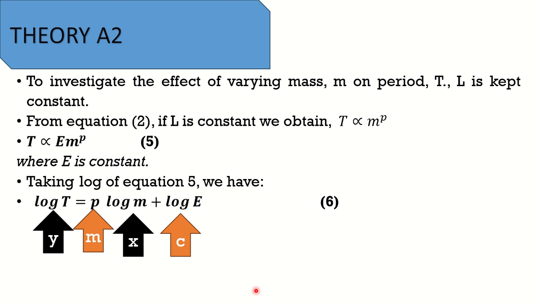Then quickly let's go to part A2. In part A2, we come up with the same equation, but this time around we have dropped L, so we are bringing up M. So we have T is equal to E M^P, where E is a constant, and taking the log of this equation will also give us log T is equal to P log M plus log E, where this is Y, this is X, this is slope M, and this is intercept. So I haven't done that.